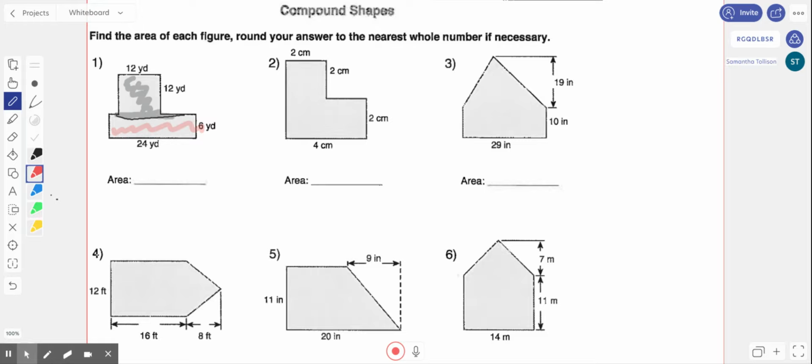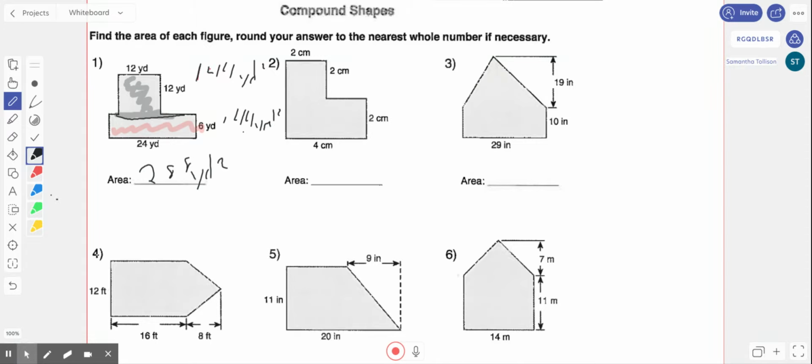To find the area of a parallelogram, it's just length times width. So 12 times 12 here is 144. When I'm dealing with area, it's always squared, so that's 144 yards squared. Then 6 times 24, and I have to use my handy dandy notebook, is also 144 yards squared. Now I'm just going to add up 144 plus 144. So the area of this entire object is 288 yards squared.